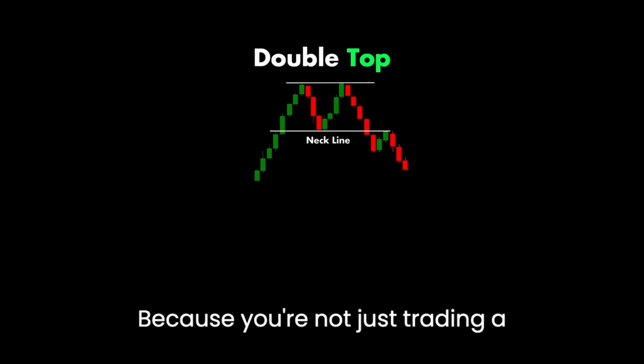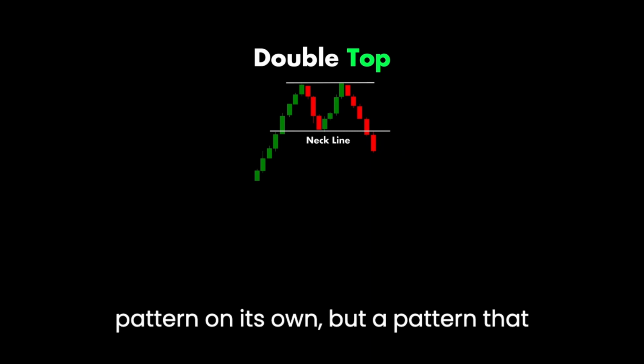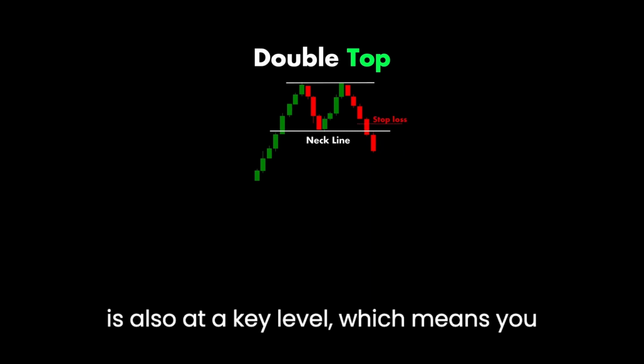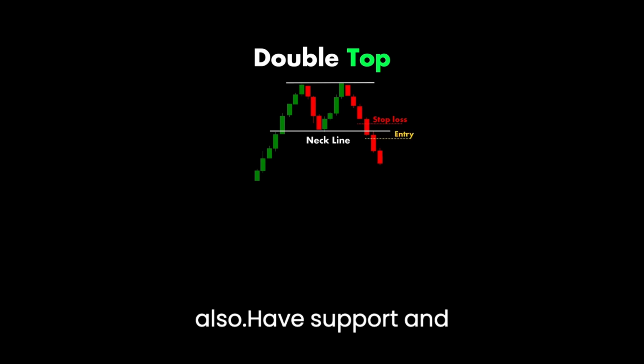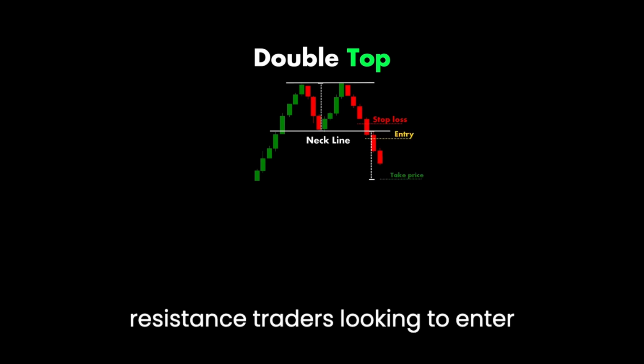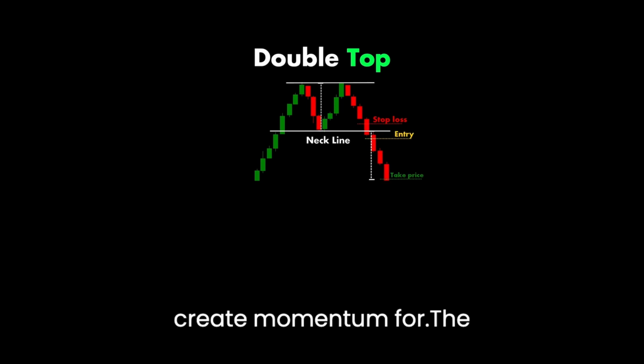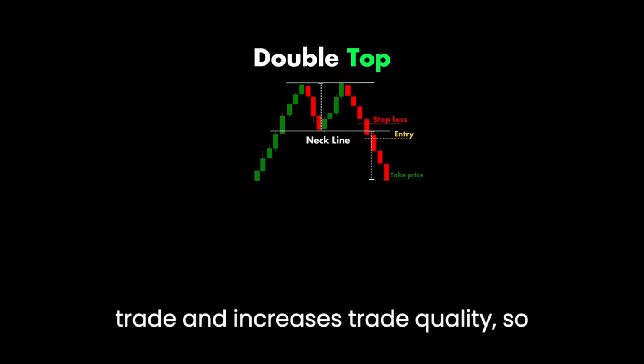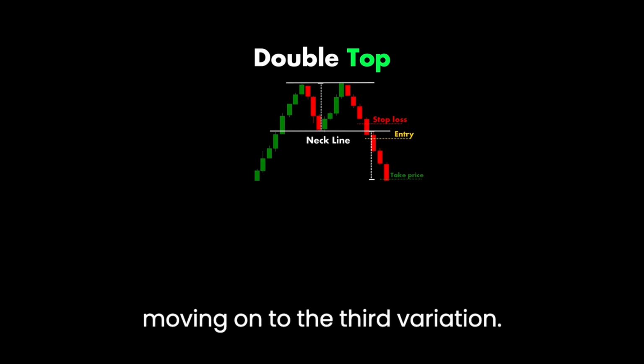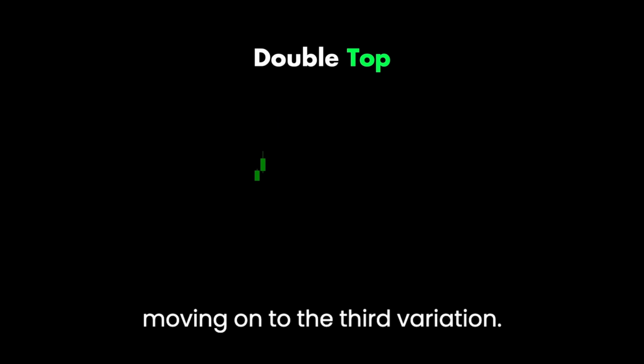Because you're not just trading a pattern on its own, but a pattern that is also at a key level, which means you also have support and resistance traders looking to enter along with pattern traders, which helps create momentum for the trade and increases trade quality. So moving on to the third variation.